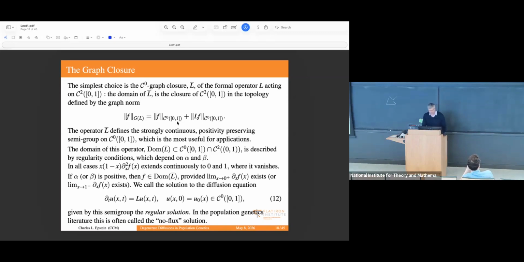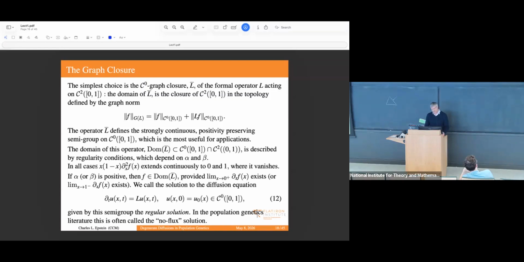And that turns out to define a strongly continuous positivity preserving semigroup. And it's one that's actually the most useful one in applications. Now, the domain of the operator is described by regularity conditions at the boundary points. And the precise nature of these conditions depends upon the coefficients alpha and beta, whether the vector fields at 0 and 1 are actually inward pointing or they vanish.